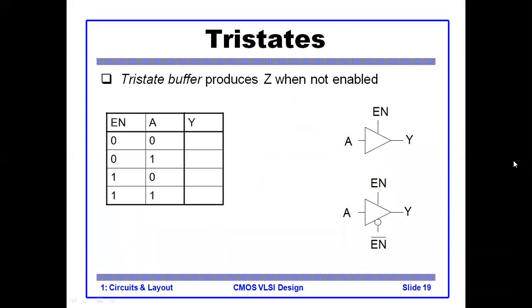Okay, this is the tri-state buffer. It produces Z, the high impedance state, when not enabled. With this table also you can understand that the tri-state buffer produces Z, the high impedance state, only when not enabled. So here with enable 0 and enable 1, when it is not enabled, the tri-state buffer produces a high impedance.